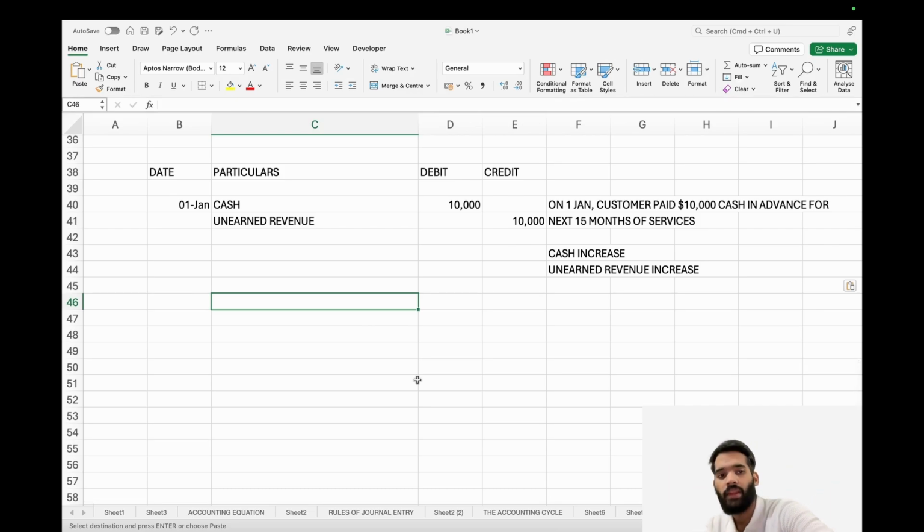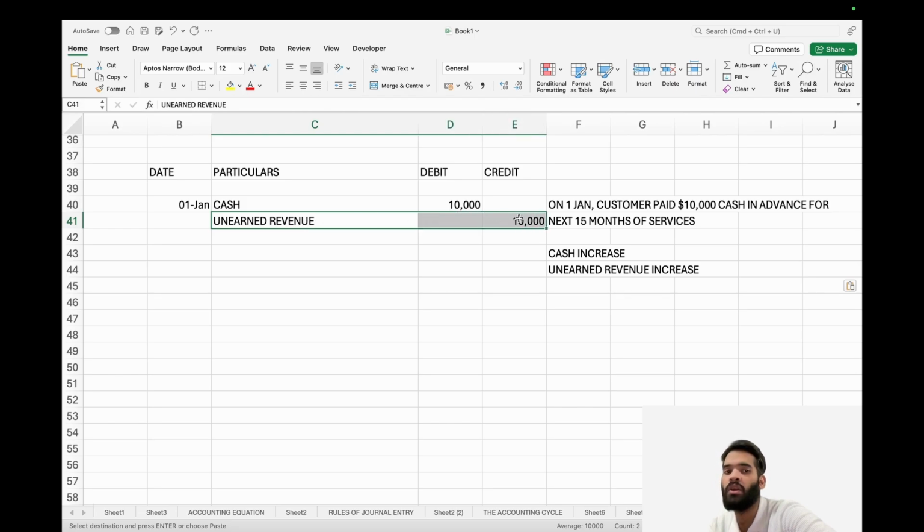Now think about it. On 1st of January, we recorded an unearned revenue liability of $10,000. And let's say I don't do anything as an accountant. I just recorded this when I received the money, and I don't do anything. By the end of the year, when people are reviewing my balance sheet, they will see a liability of unearned revenue at $10,000. But should they be seeing unearned revenue liability of $10,000?